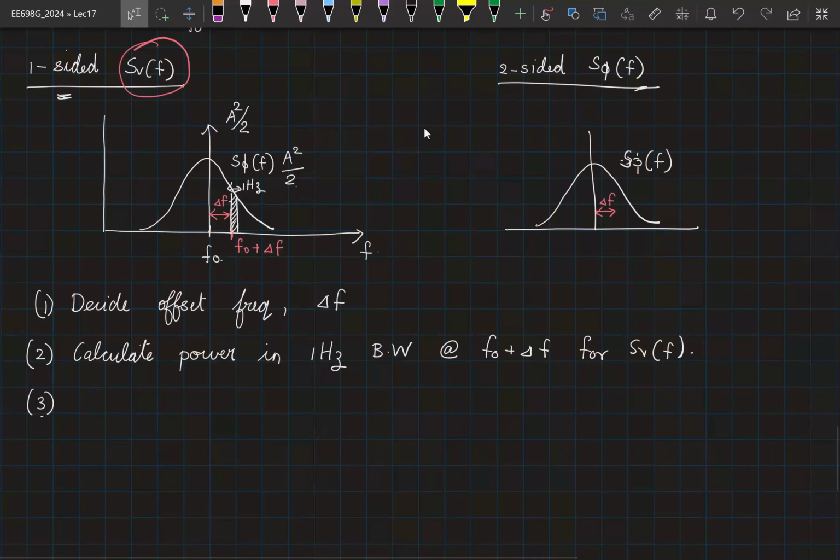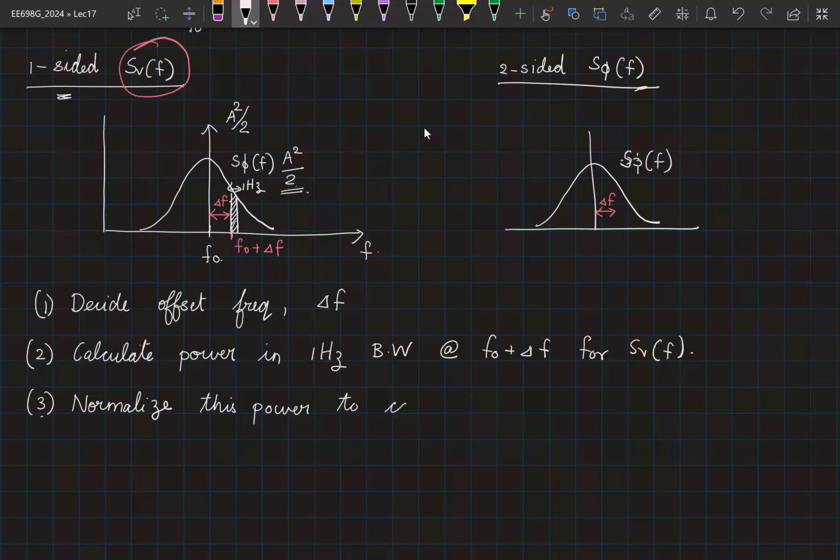So we are finally interested in the phase noise information, right? If you calculate the power in 1 Hz bandwidth at an offset frequency from f naught in SV of f, that number is scaled by the carrier power, right? So you normalize it to the carrier power so that the S phi of f information comes out. So normalize this power to carrier power.